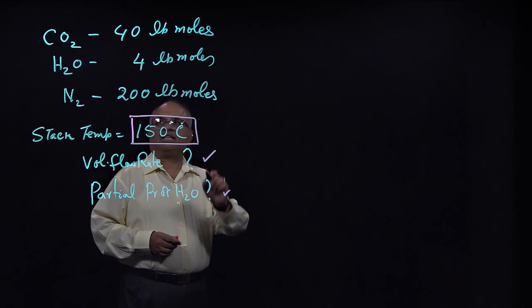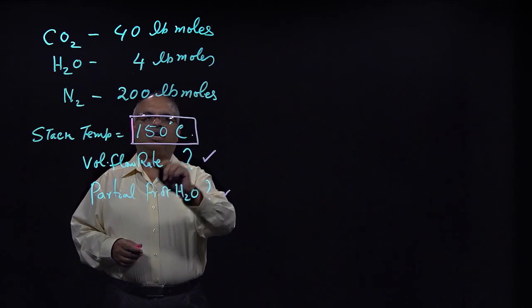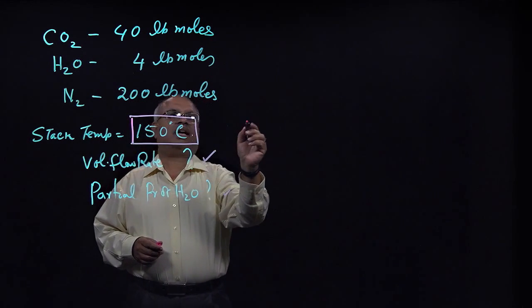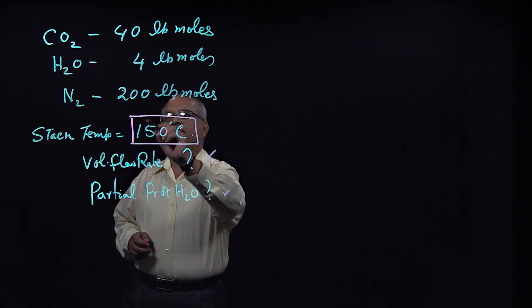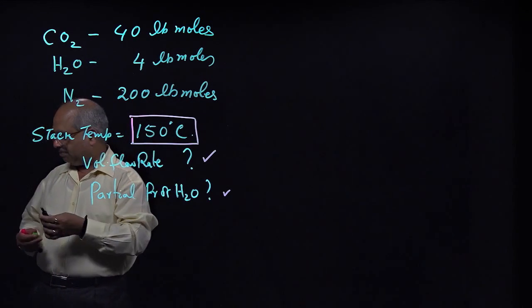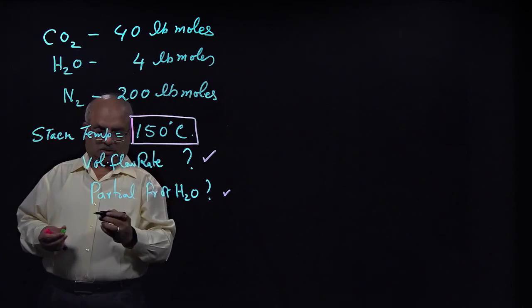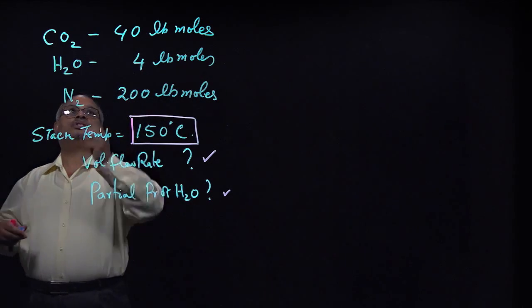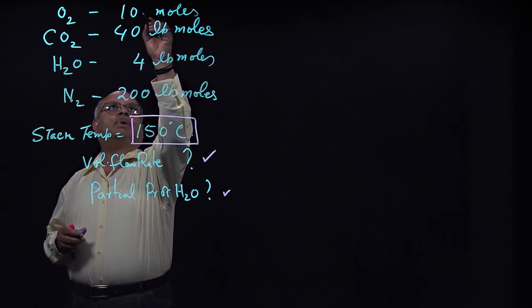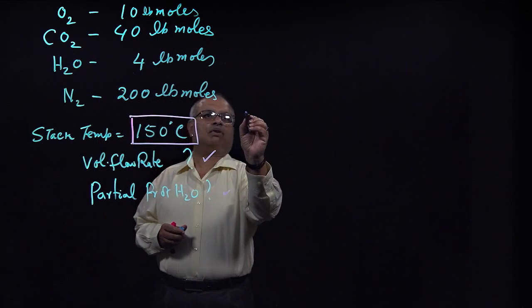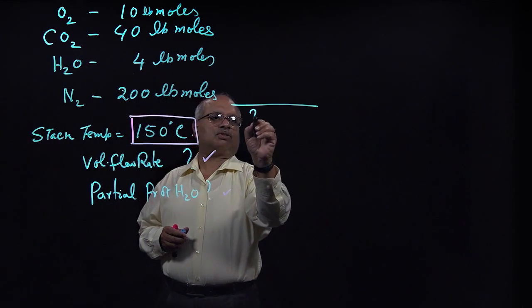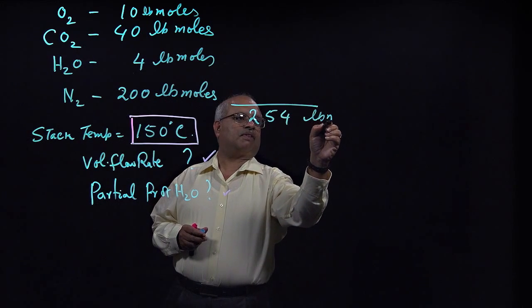So let's take a look at it. Whether it is CO2 or water vapor or nitrogen, all gases occupy the same volume. So we can simply add these. In addition, typically we would also have oxygen, so we can add oxygen to make it more realistic. Oxygen, let's say 10 moles, pound moles. So now the total number of moles flowing would be 10 plus 40, 50 plus 4, 54, and 200. So 254 pound moles of gas is flowing.